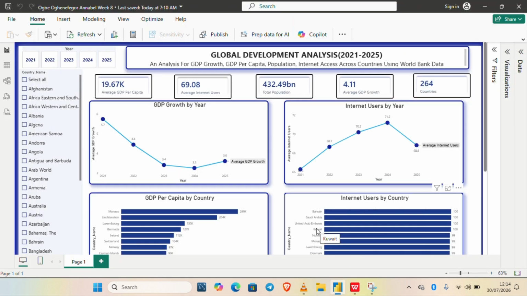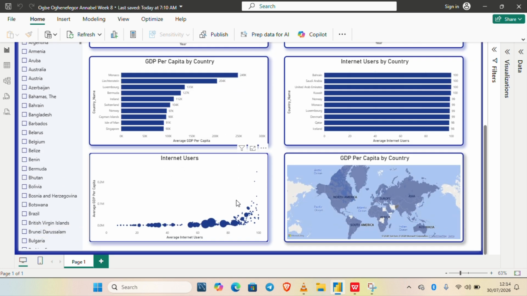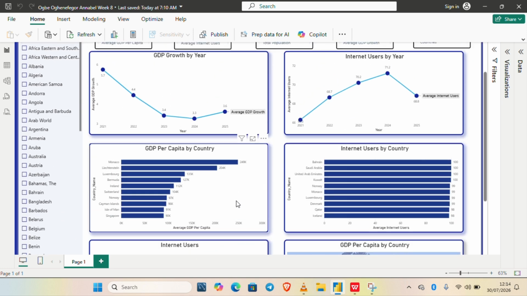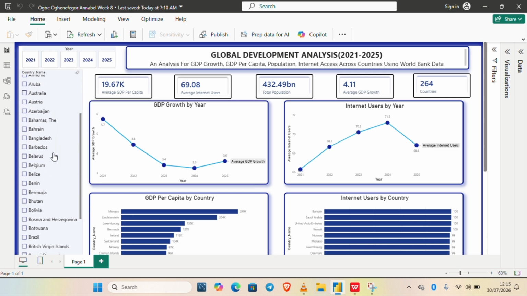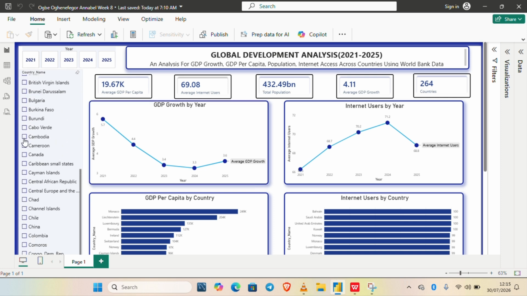Now, here is the dashboard, which contains my KPI cards that summarize the key indicators. It also includes charts that compare internet usage, GDP growth, and population across countries, and slicers also used to filter the dashboard, which is the best because now, if one has specific countries in mind, they come here to pick a particular one or multiple.